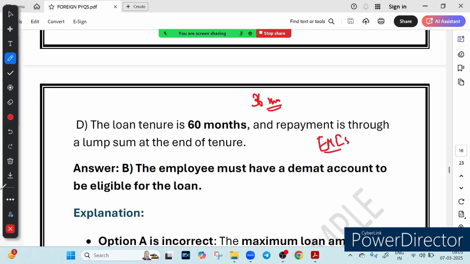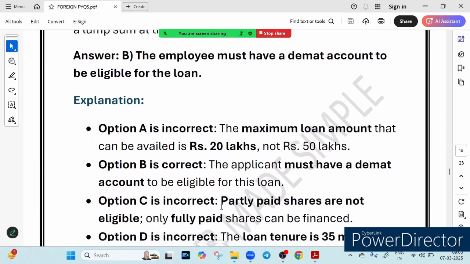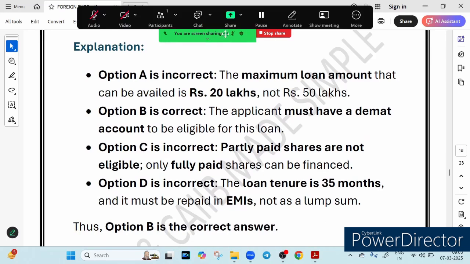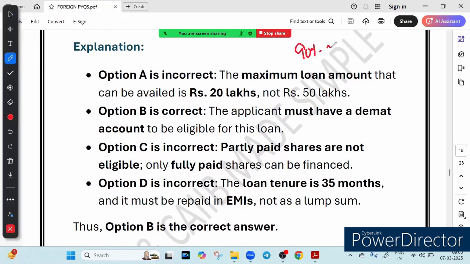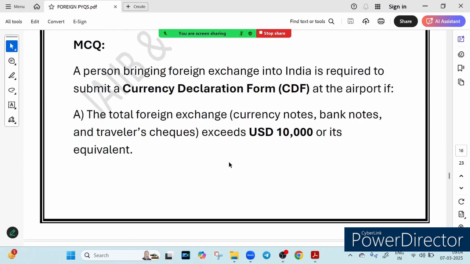So what are the important points to remember? Let me summarize the facts. The maximum loan amount for NRI under ESOP loan is either 20 lakh or 90% of the purchase price of the share, whichever is lower, right? A valid NRI demat account is mandatory for participating in ESOP and availing the loan. Only fully paid shares are eligible for financing under this scheme. And the loan tenure is 36 months with repayment in EMI. You must remember this point, very very important for participating in ESOP. Now let's move to the next question.